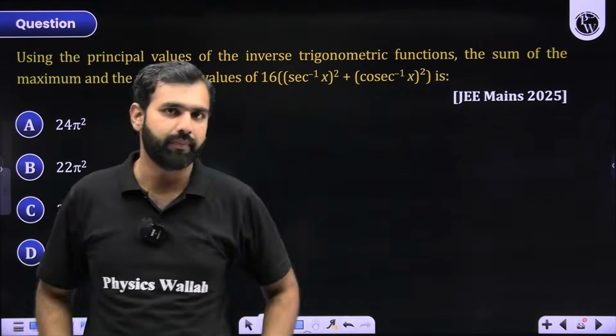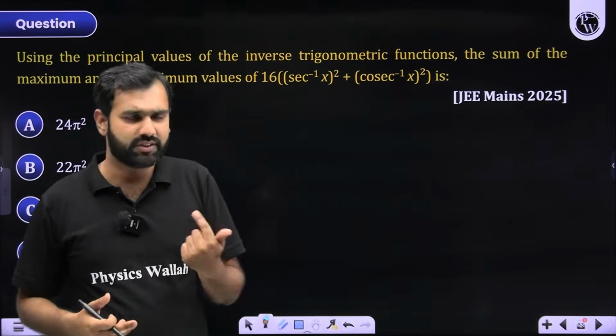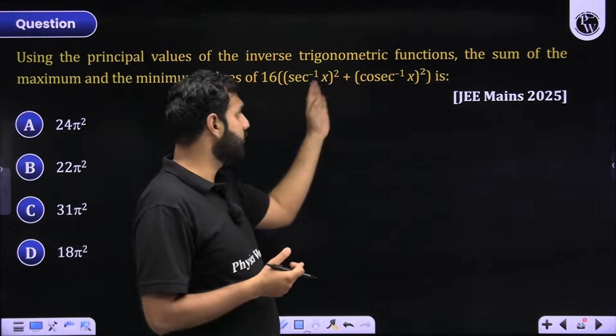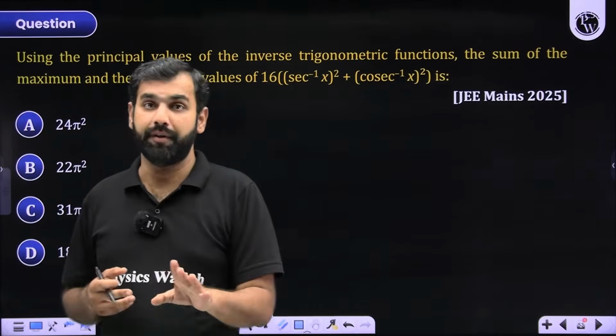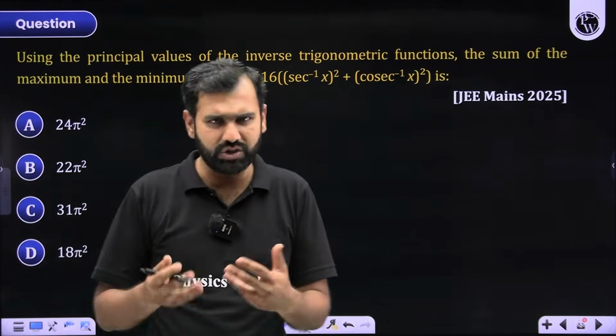Now how do we do it? Either AM greater than or equal to GM can be used, or some other thing can be used. So let's try and use that. First of all, as we have just discussed, sec inverse x plus cosec inverse x is going to be pi by 2. And I need not bother about its domain because it is already mentioned in the question that it follows the domain.